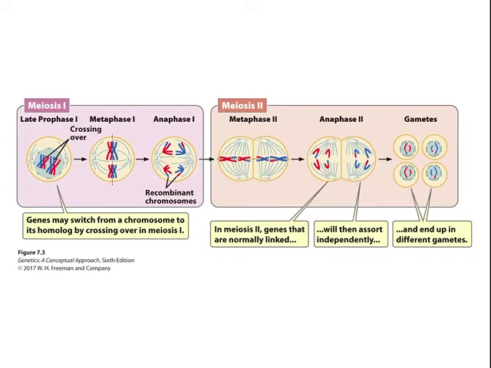Genes that are close together on the same chromosome usually segregate together and are inherited together, but genes occasionally switch from one homolog to the other through crossing over. This leads to recombination and occurs between two normally linked loci. As a result, it will cause them to sort independently.